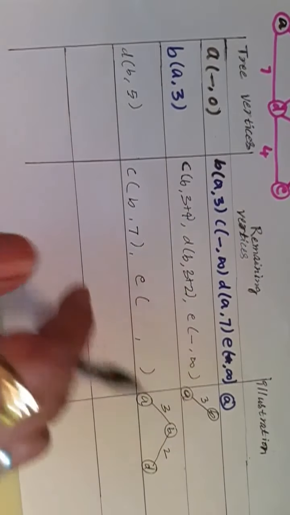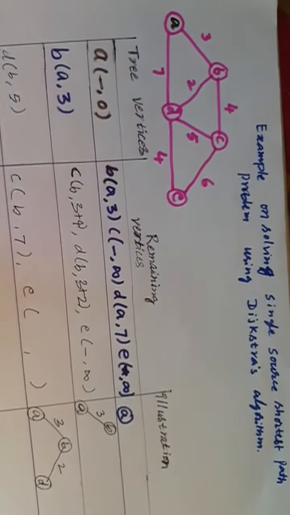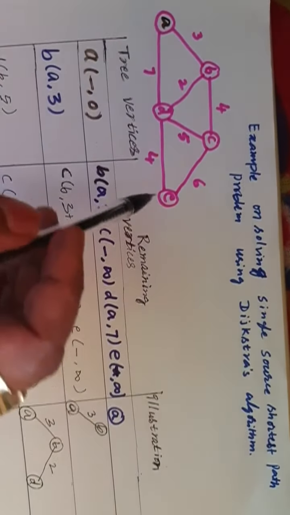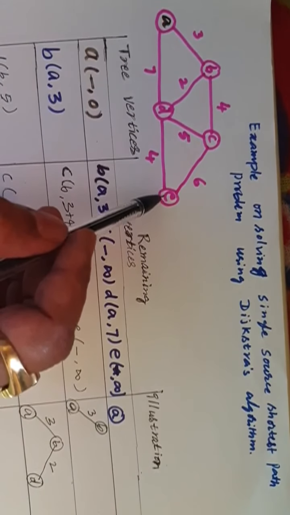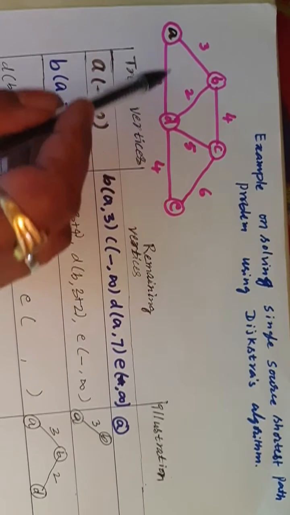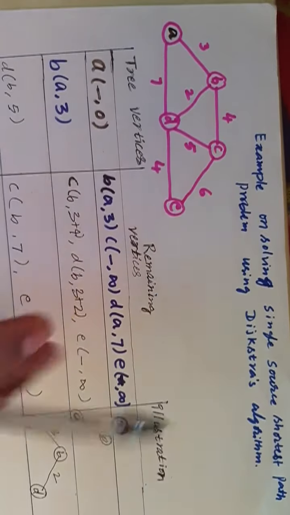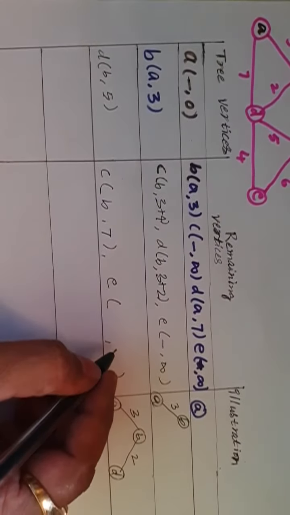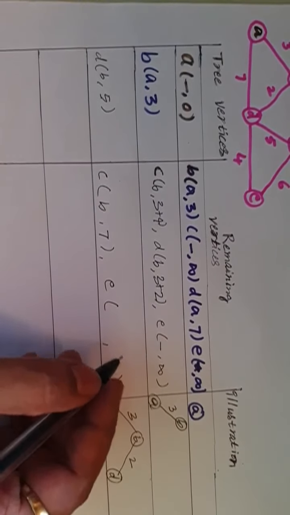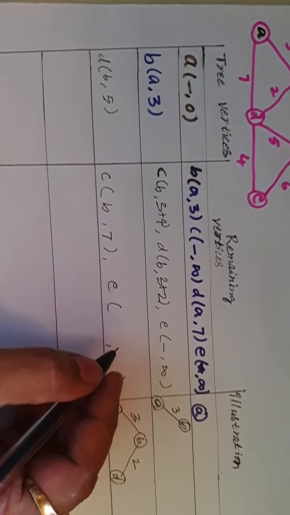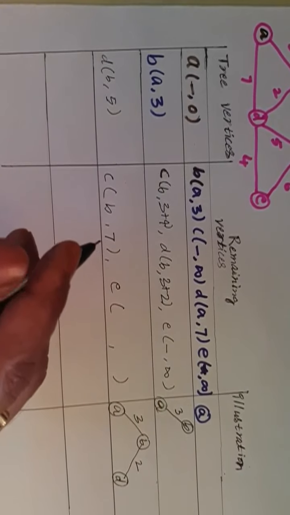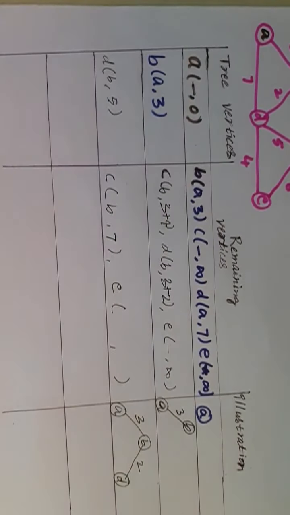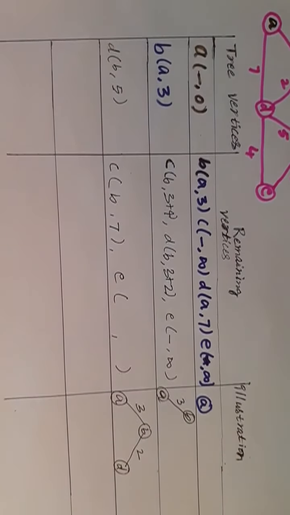What about e now? Can I reach a from e? Yes, possible: e to d, d to a. What is its cost? 7 plus 4, 11. And 11 is less than infinity. So I am going to update it as e... e cost is, how much now? One minute.